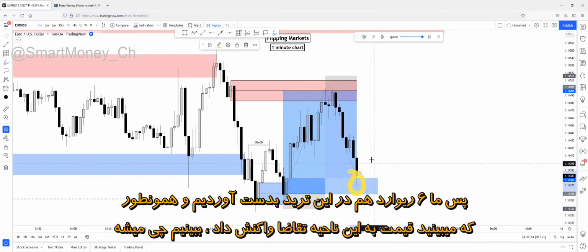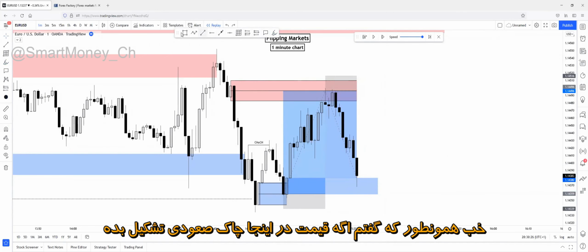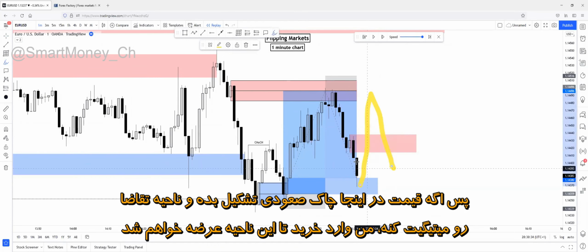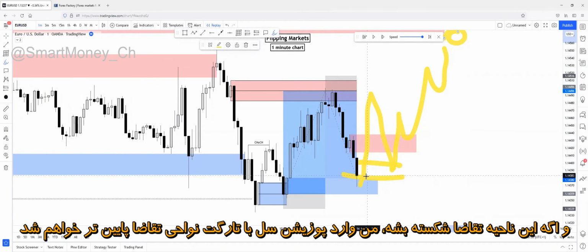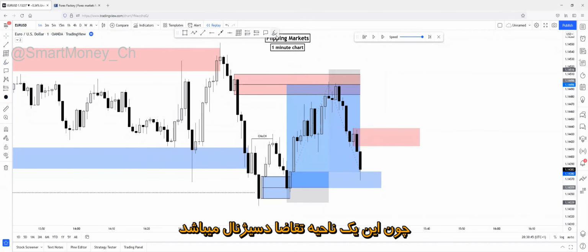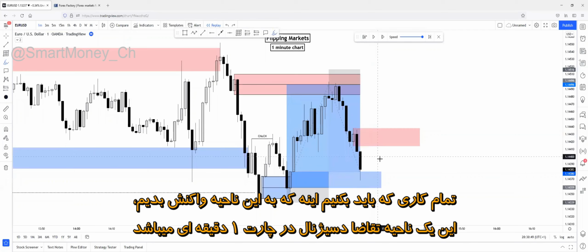Let's see what happens. So as I said, if price changes character to the upside, this supply zone will be a change of character. If this supply breaks, that will be a change of character to the upside. So if price changes character to the upside here and creates a demand zone, I'll be executing long trades up to this supply zone. If this demand zone breaks, I'll be executing short trades down to deeper demand areas, because basically this is our bias decisional demand zone in this case. All we have to do is react on this demand zone. This is our bias decisional demand zone on the 1-minute chart.